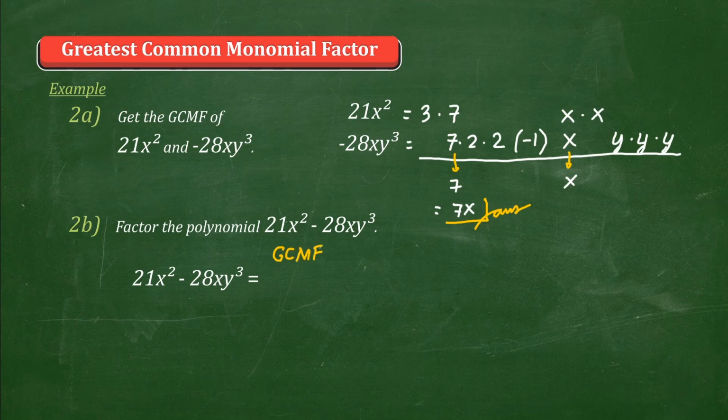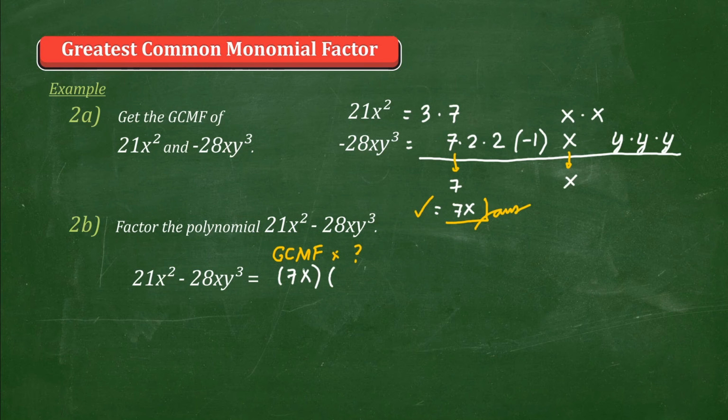However, do these terms look familiar? They're actually the monomials in our previous example. Therefore, we already got the GCMF. It's 7x. Write it here, and it's already one factor. Now, how do we get the other factor? The one that we need to multiply the GCMF with to get our polynomial. Let's look at it one term at a time. What do you think should we multiply 7x with to produce 21x squared?